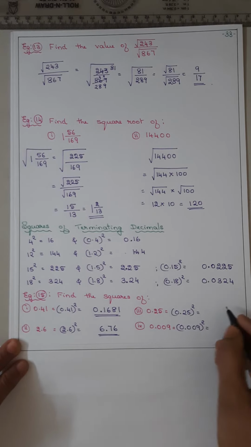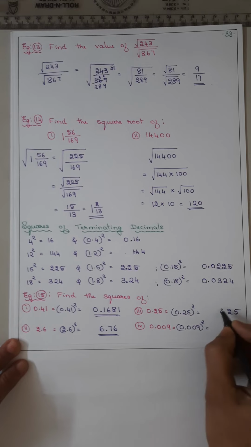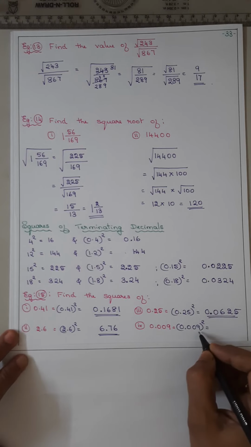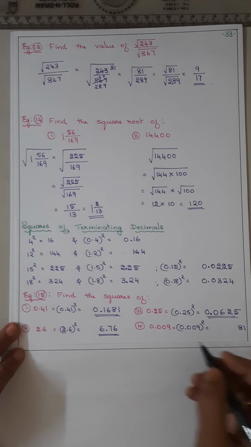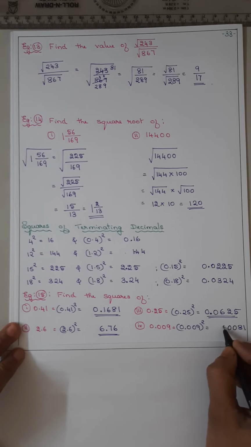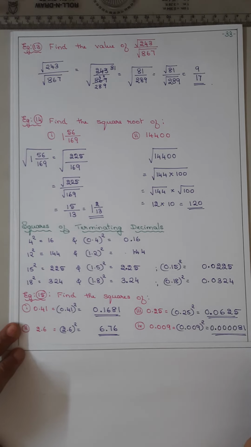25 square, you know, it is 625. It is 2 decimal, so here it will be 4 decimal. 9 square, how much is it? 81. But now it is 1 2 3, so here it will be 6 decimal places: 1 2 3 4 5 6. So 0.000081.